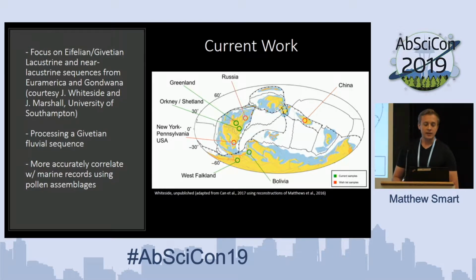We're currently analyzing another sequence from Greenland, which is a fluvial sequence, again from the Givetian. Hopefully it's going to give us some similar results. But ideally, we'd like to have samples from all over the Paleo Earth. We don't have any from Paleo-China at the moment. We don't have any from Russia, but we do have some from West Falklands, Bolivia, some more from Orkney, and possibly have access to some in New York and Pennsylvania. So there's potential to have a pretty good data set here.